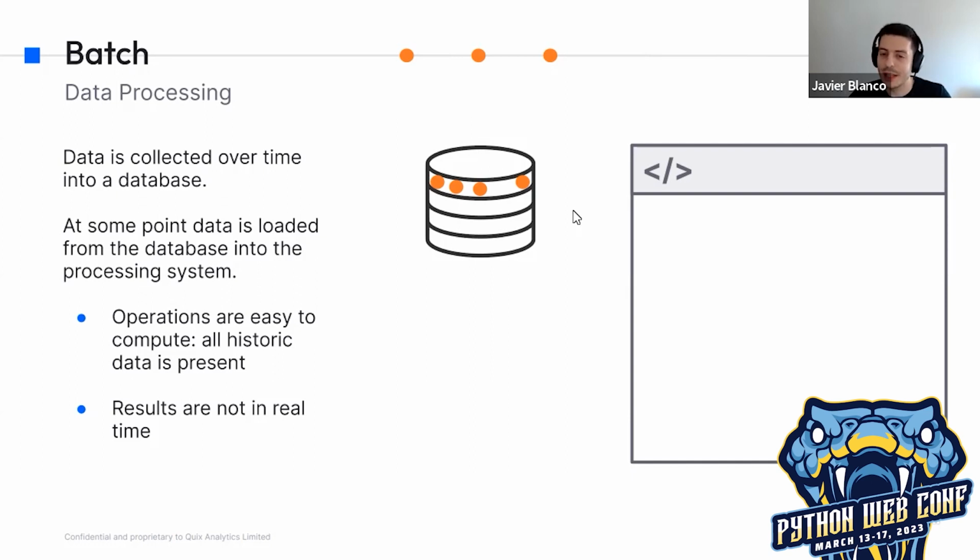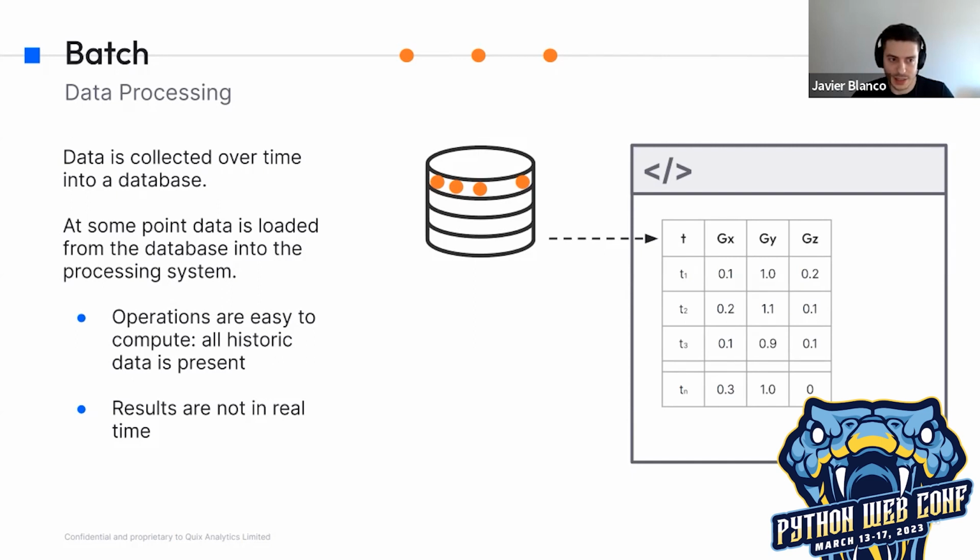We will load that data from the database in our analyzing system. And this processing system, this analyzing system, could be your Jupyter notebooks, could be your SageMaker, could be any script that you have in production. The key is that this is some code that is going to perform some transformations on that data.